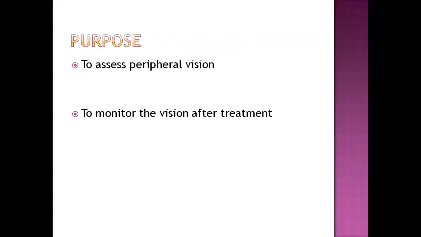Purpose of performing visual field testing is to assess peripheral vision, to assess the extent or distance up to which patient's vision is clear and the distance from which patient vision is not clear. The distance might be nearby or far, but it needs to be measured. Next purpose is to monitor the vision after treatment. This means if patient has undergone any kind of surgery related to eye, then after that surgery, it is necessary to monitor the vision of the patient.